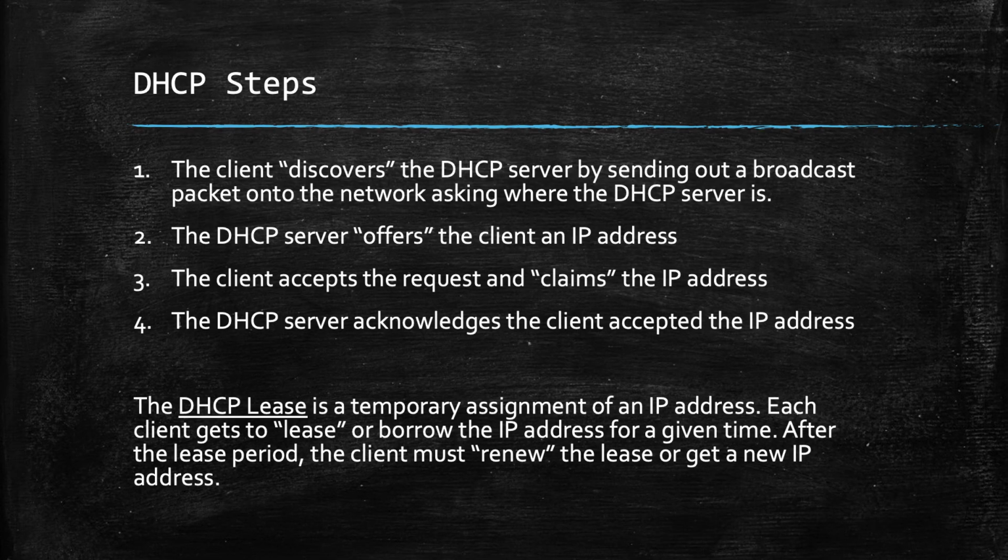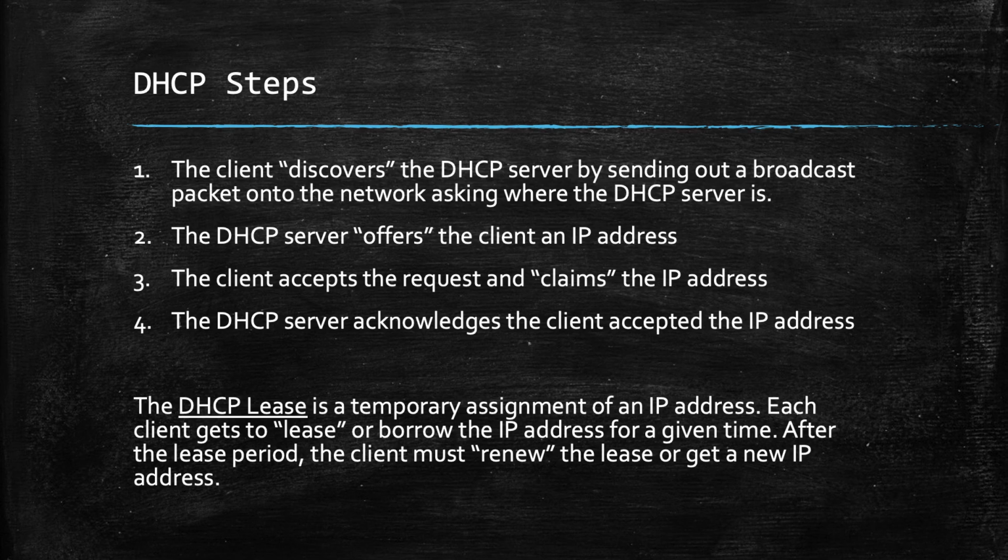So we talked about this a little bit. The client discovers the DHCP server by sending out the broadcast packet onto the network, asking where the DHCP server is. The DHCP server then offers the client an IP address, and then the client accepts the request and claims the IP address. The DHCP server then acknowledges the client accepted the IP address.